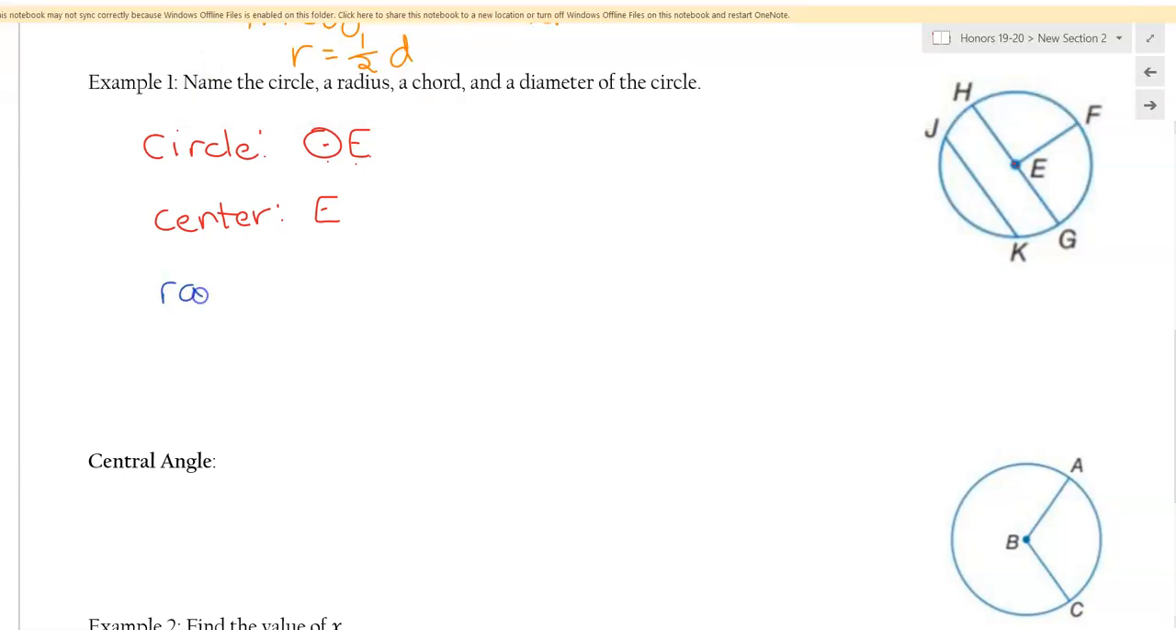A radius is a line. And we name lines with the two endpoints with a line over them. So there's several radiuses here. We're going to name this one, right? So the two points I connected were E to F, and it's a line, so I'm going to put the line over top.